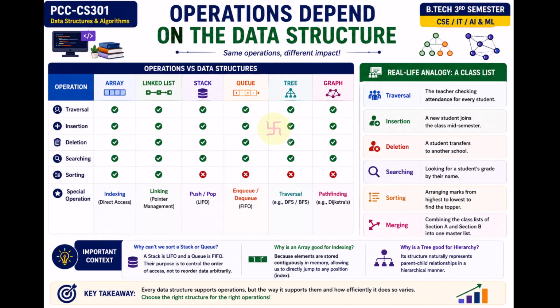So, there is no single data structure that is best for every situation. The best data structure is the one that makes the required operations most efficient. And that is the key lesson from today's lecture. Choose the right data structure based on the problem you want to solve. In the next lecture, we will continue exploring these concepts in greater depth.